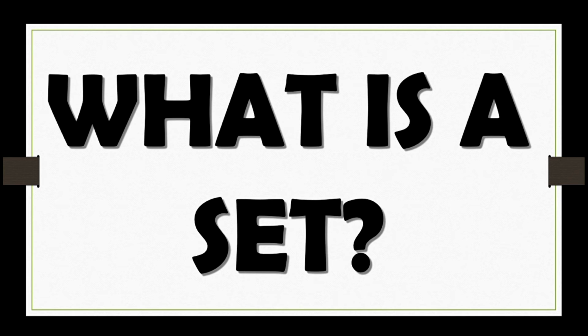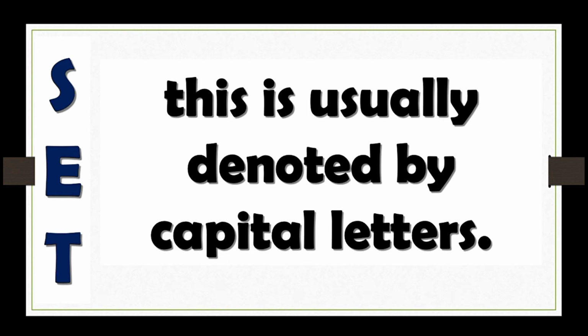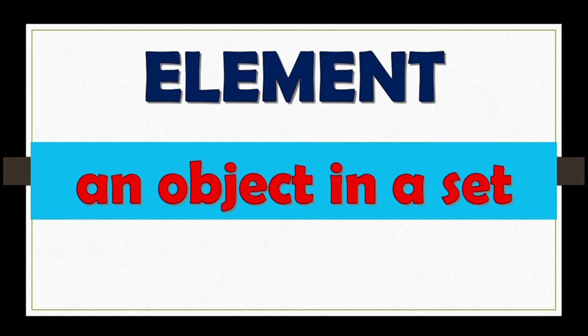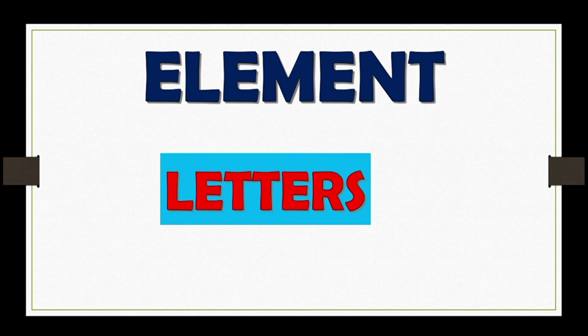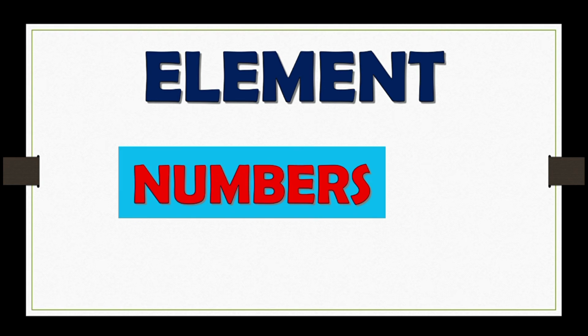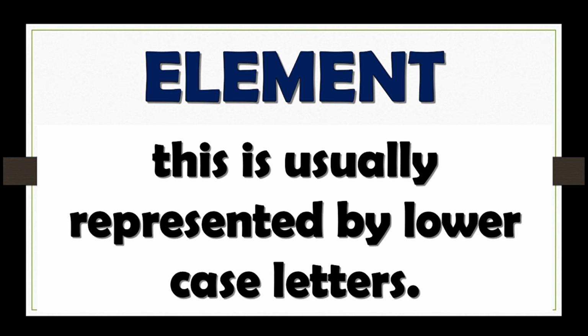The question is, what is a set? A set is any well-defined collection or group of objects. This is usually denoted by capital letters. How about an element? An element is an object in a set. These can be letters, symbols, numbers, names, or even things, and the like. And it is usually represented by lowercase letters.